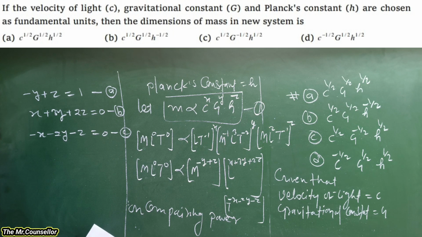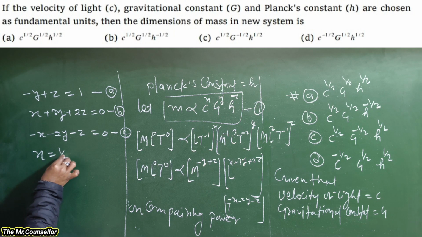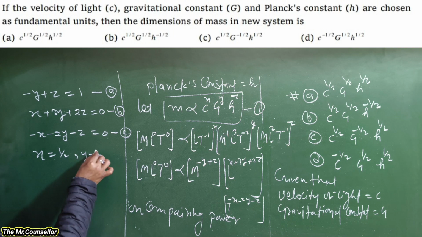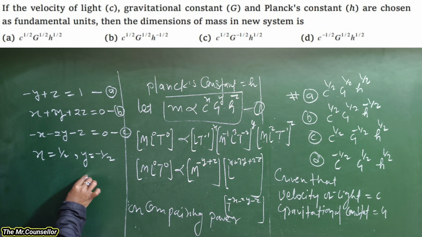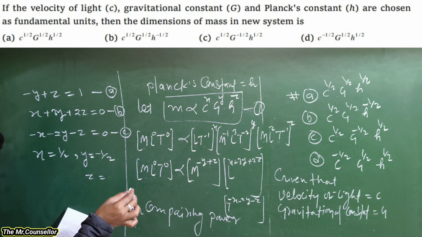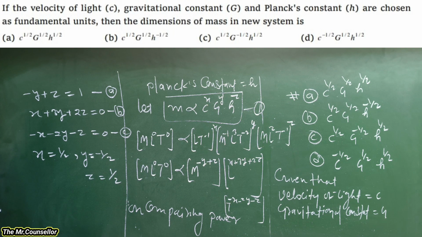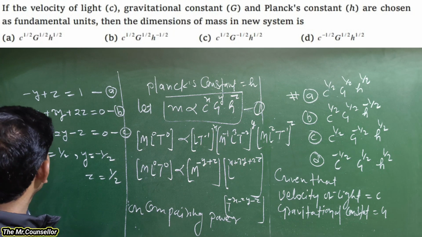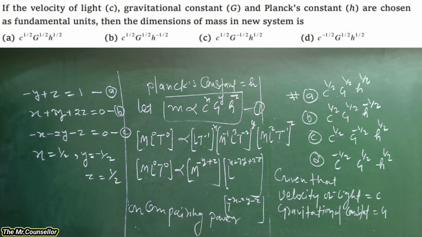When you will solve these values, you will get the value of x, y, z. X you will get 1 by 2 and y you will get here minus 1 by 2 and z you will get here plus 1 by 2. I already solved, so I am writing here. You please try to solve. Because of saving time I am doing like this. Okay, either you can solve this equation.